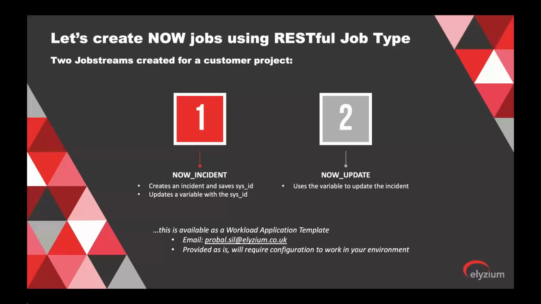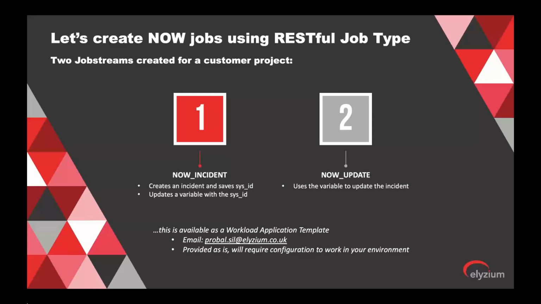And all of this is available via a workload application template. If you want a copy of what we're showing you today, just send me an email and I can provide the workload application template. It's called Now What. If you're not using application templates, that's something I'd strongly recommend, because they are really useful and make life so much easier for you. But yeah, the two job streams that have been created are called Now Incident and Now Update.